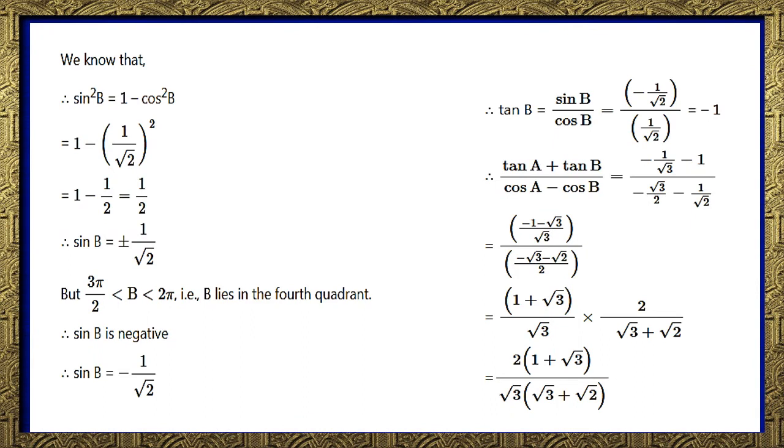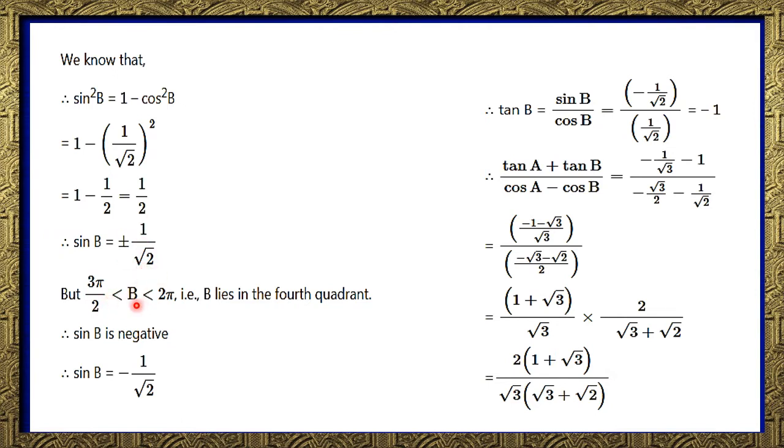we know that sin square B plus cos square B is equal to 1, and using that identity we can write sin square B is equal to 1 minus cos square B, and substituting the value of cos B, 1 upon root 2, we will get 1 minus 1 upon root 2 the whole square, which is 1 minus 1 upon 2, that is equal to 1 upon 2. Sin square B is equal to 1 upon 2. So we will get sin B by taking the square root on both sides. That is sin B is equal to plus or minus 1 upon root 2.